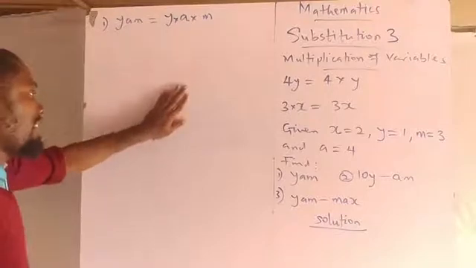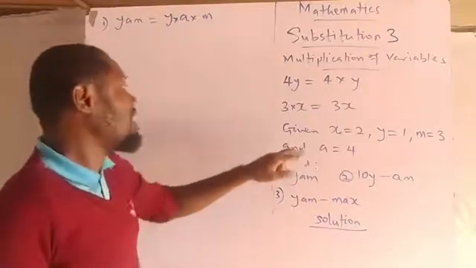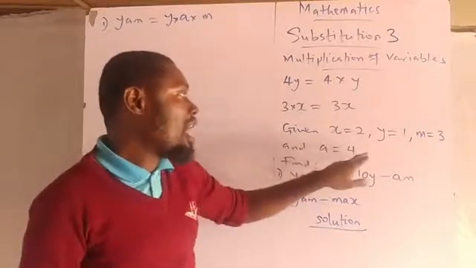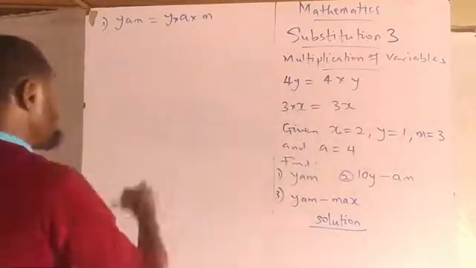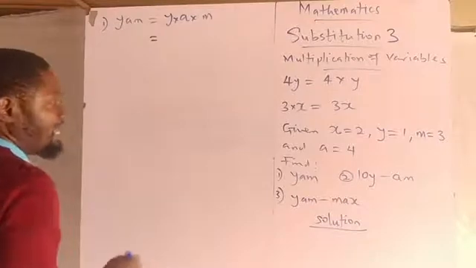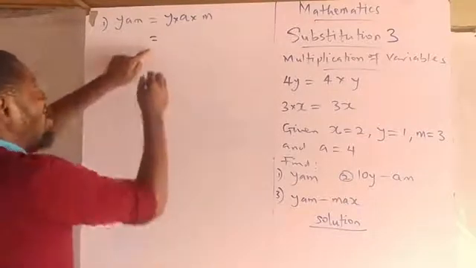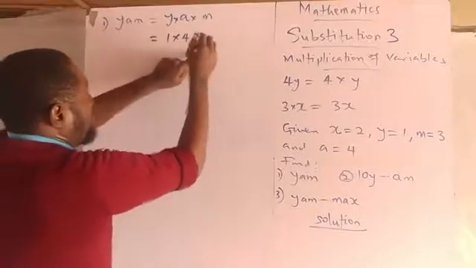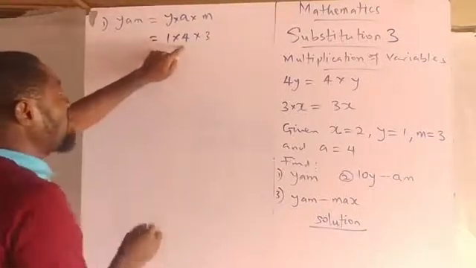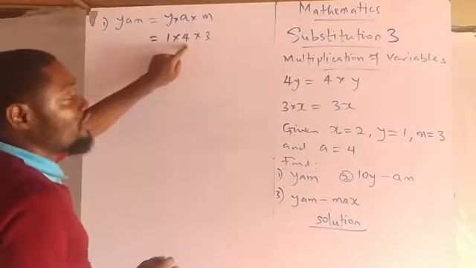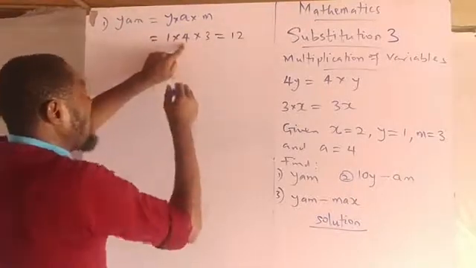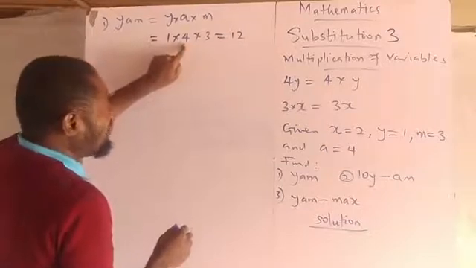From the question, they have given us y to be 1, a to be 4, and m to be 3. So I'll replace the letters by the numbers. My y is 1 times my a is 4 times my m is 3. So I have 1 times 4 times 3. 1 times 4 is 4, and 4 times 3 is 12.